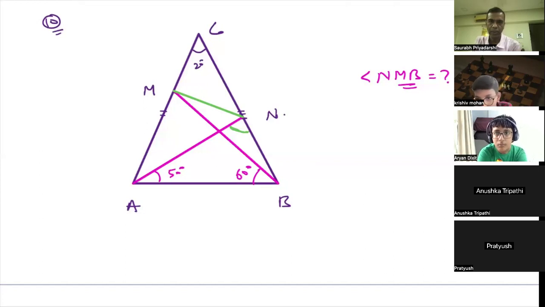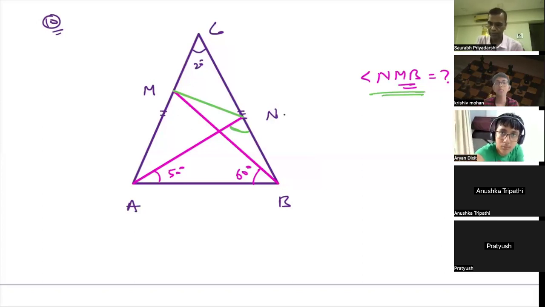So we have to start, right? We have to find this, right? Angle BAN is given as 50 degrees. What about this angle, BNA? If you have to find the angle BNA, it will also be 50, sir.